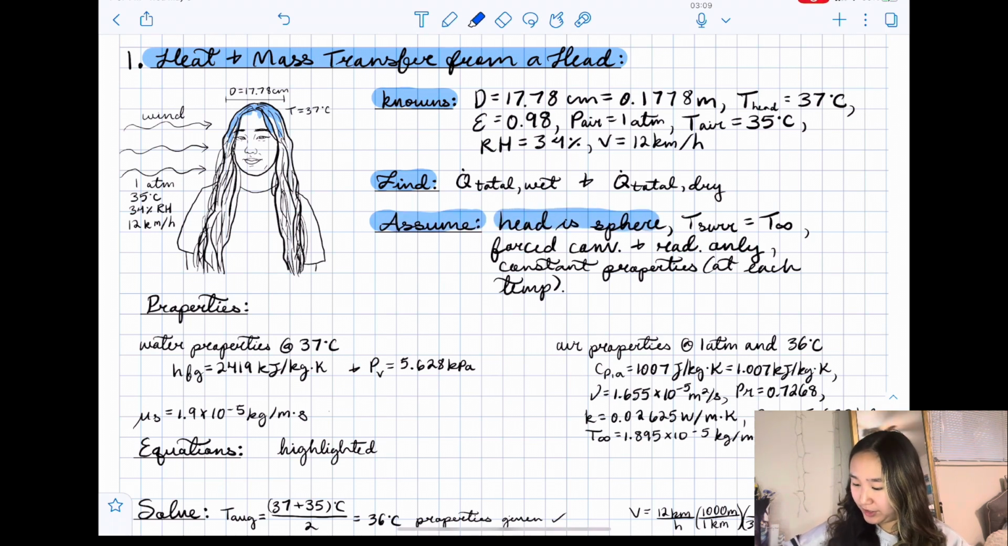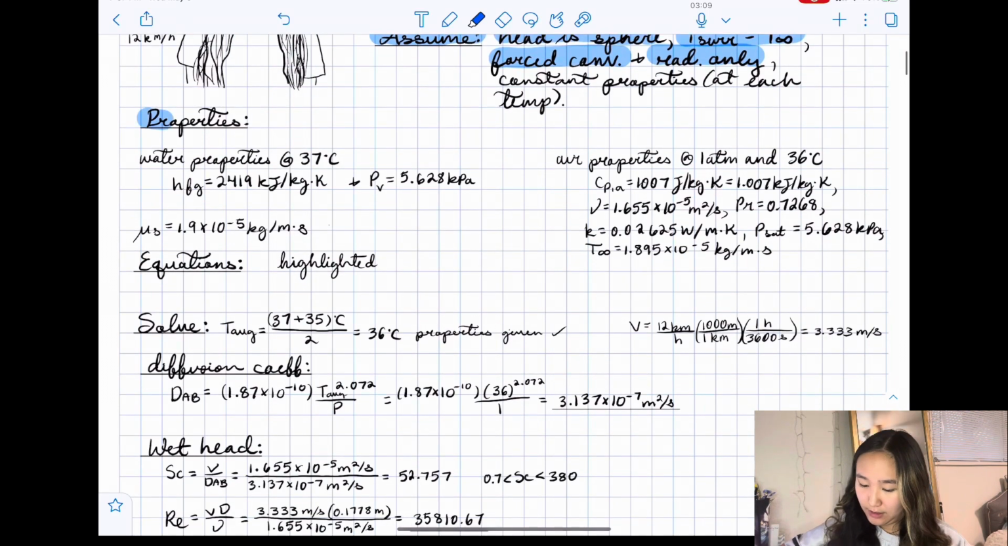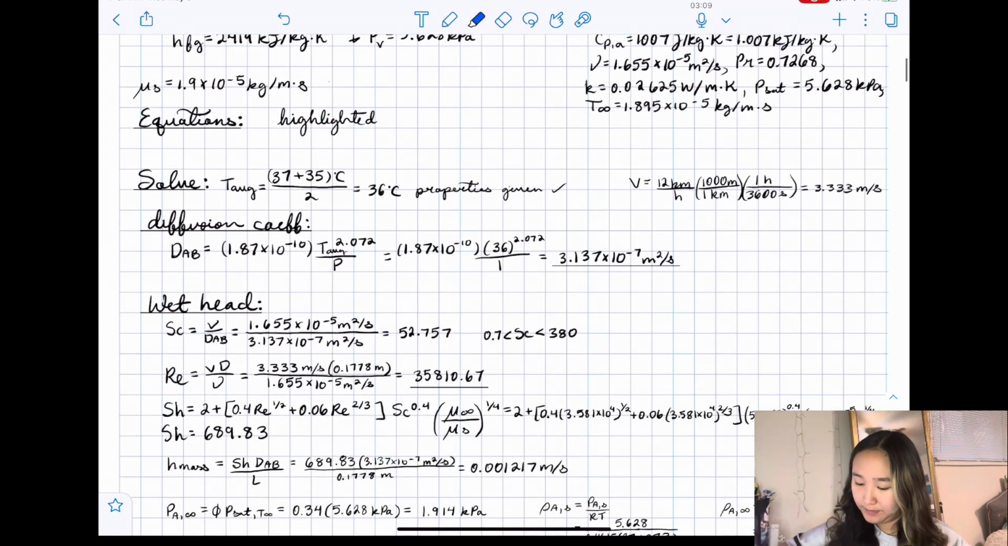the head is a sphere. T surrounding is going to be the ambient temperature. It is forced convection and radiation only. And then constant properties, so at each temperature, of course. And here are the properties I found there.